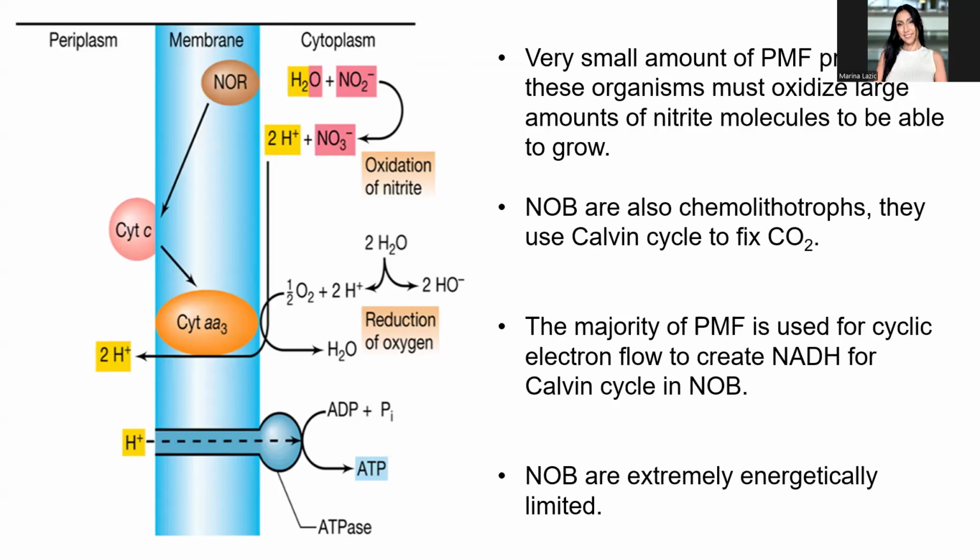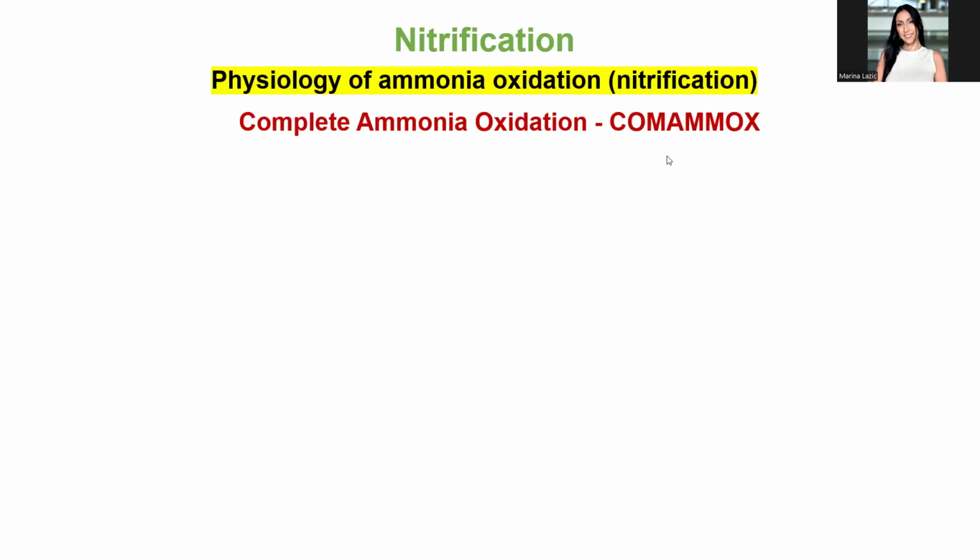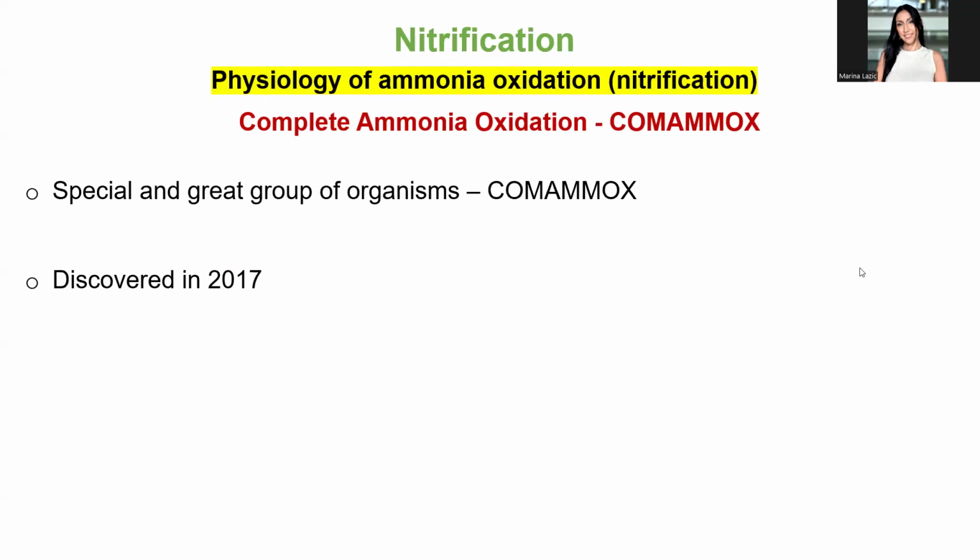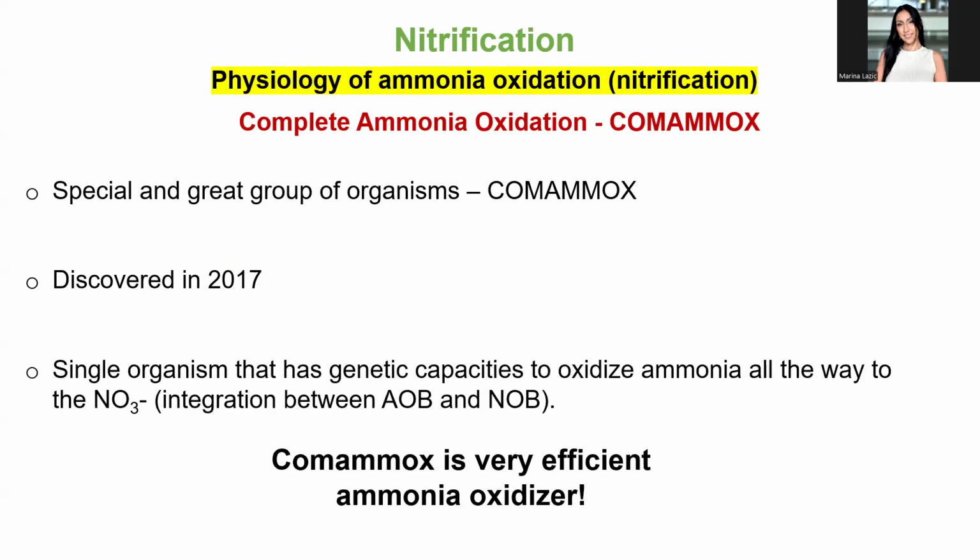So the same way, to complete the nitrification process you need AOB and NOB. The organisms that can do complete ammonia oxidation are called comammox, and comammox stands for complete ammonia oxidation. They're even younger than ammonia oxidizing bacteria. They were discovered in 2017, and they're also nitrifiers, so they have the capacity to oxidize ammonia to nitrite and nitrite to nitrate. So pretty much like AOB plus NOB together. And they are apparently very efficient ammonia oxidizers.